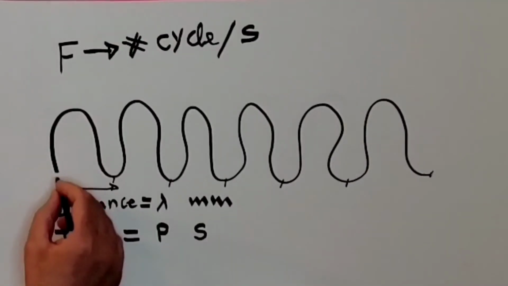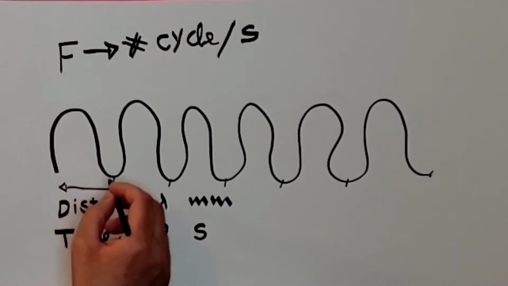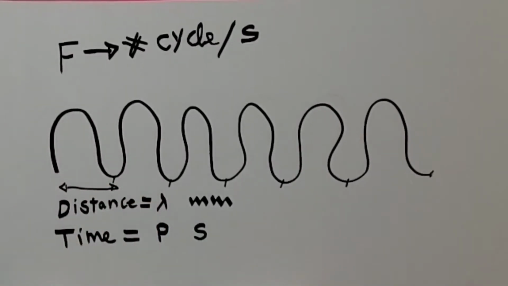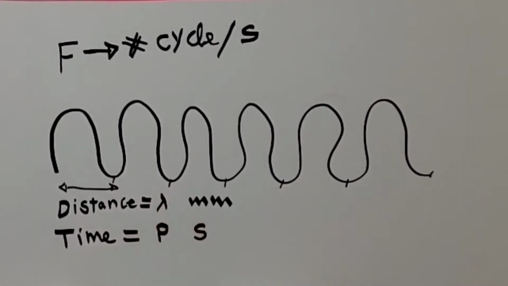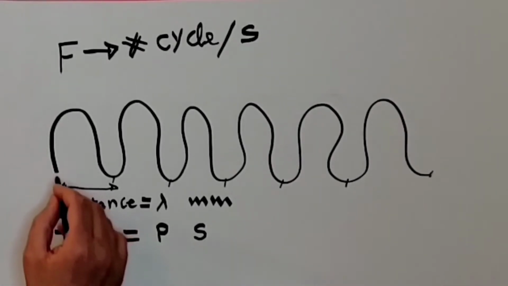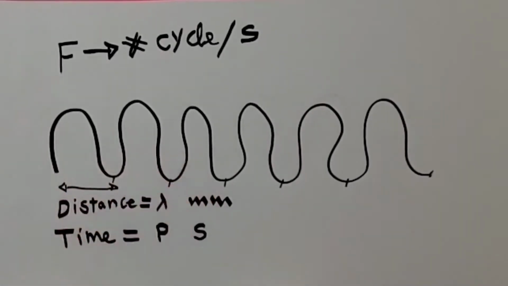The distance from the start of the cycle to the start of the next cycle, we call a wavelength. We use the abbreviation lambda for the wavelength, and we measure it using a unit of millimeter or any unit for distance. The time from the start of the cycle to the start of the next cycle, we call period, and we use the unit of second or any unit of time to measure the period.